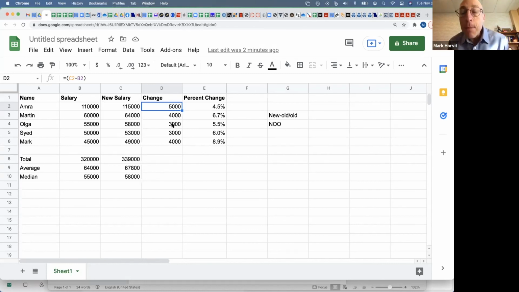But let's say that people have been complaining because they think there's favoritism in the company. The company can announce, oh no, are you kidding? Amra only got a 4.5% raise. Martin got a 6% raise. Mark got almost a 9% raise. I'd rather be Mark, but I wouldn't. The percent change makes it look like I got the biggest raise by percentage, I did, but I still got less money than the person who was already paid the most.